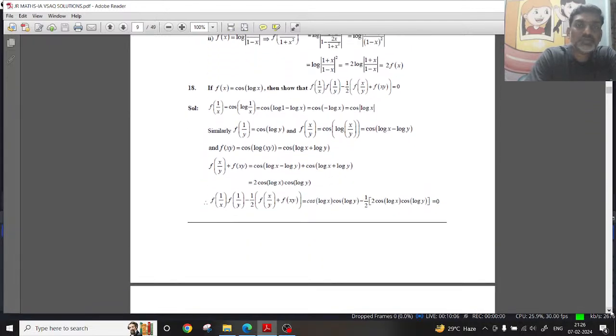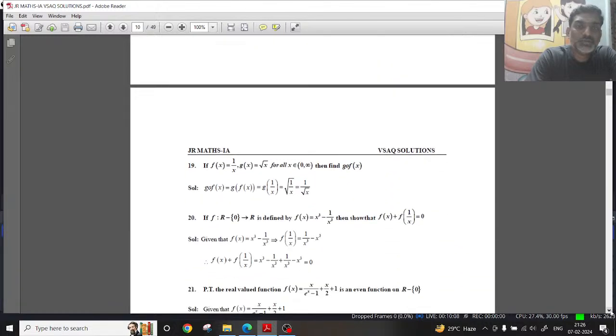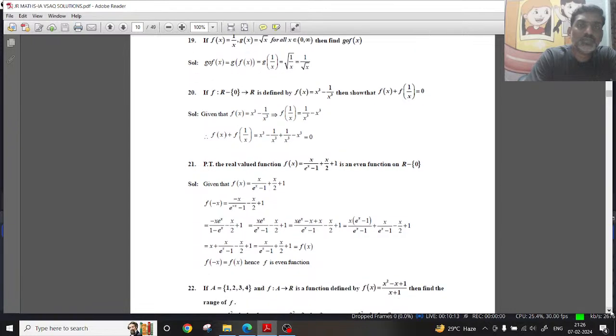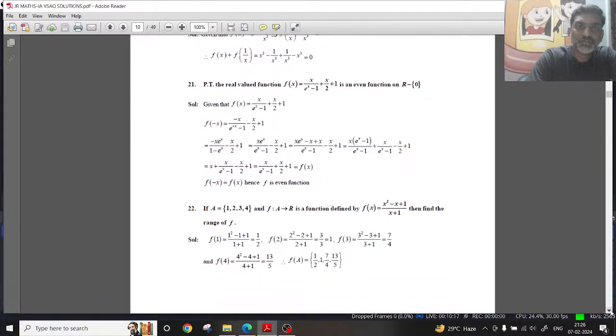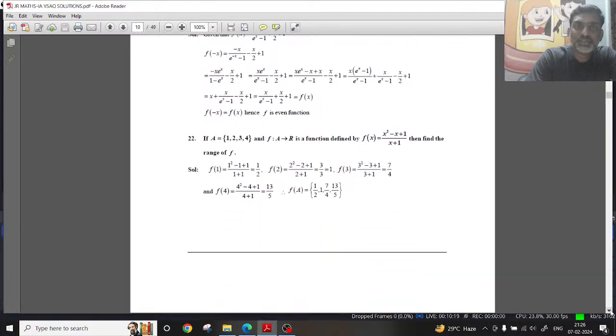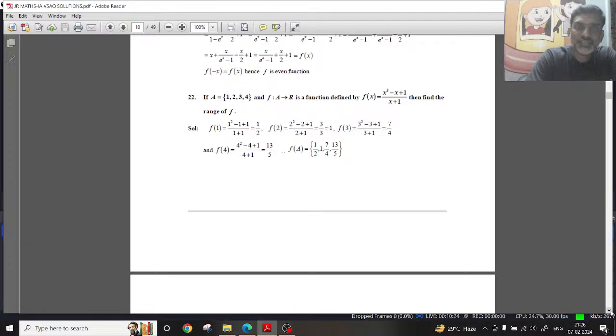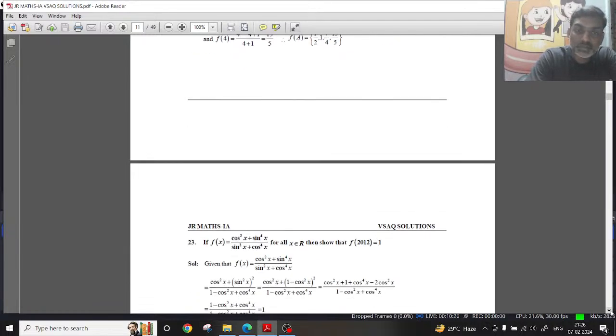And question number 18. This model question we have already discussed above. Question number 19 is also like g circle f, composition of functions. Question number 20 also just substitutions. Question number 21 also substitutions. Question number 22, range they are asking. Already I told you range is important.